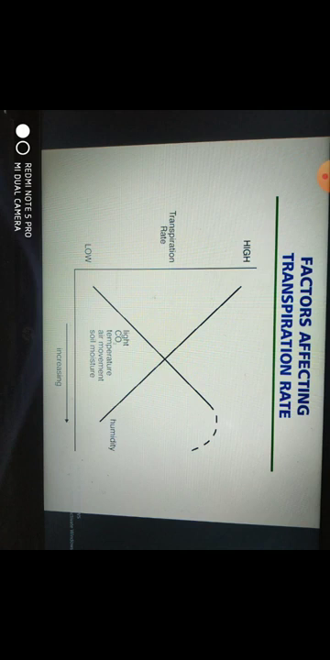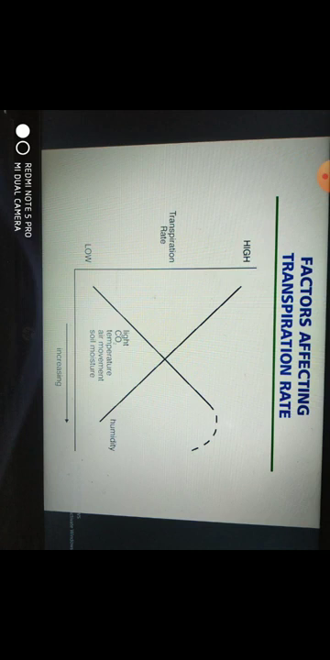So today we are moving to another part of transpiration, that is factors affecting transpiration rate. There are both external and internal factors which affect the rate of transpiration. In internal factors you'll see the number of leaves, the number of stomata, etc. The important ones are external factors, so here we are talking about external factors.